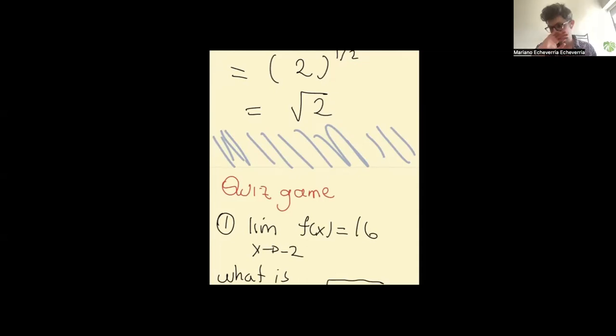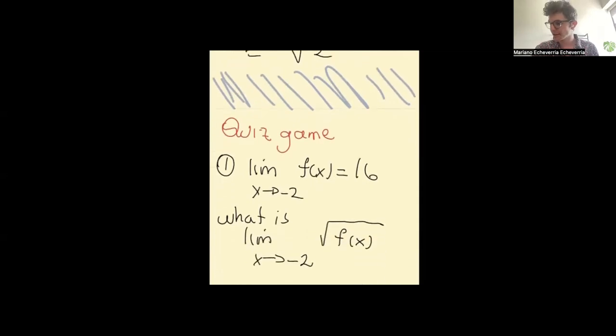It is basically these limit properties. Here's the answer. The limit as x approaches negative 2 of the square root of f of x is just the square root of that limit. So you can move the limit inside the square root, that's the idea.